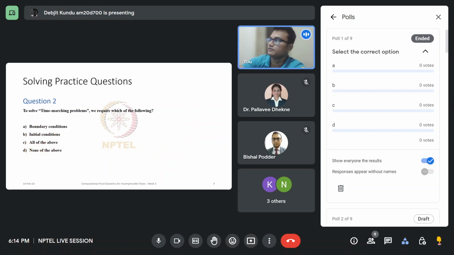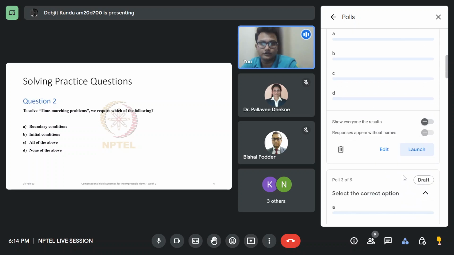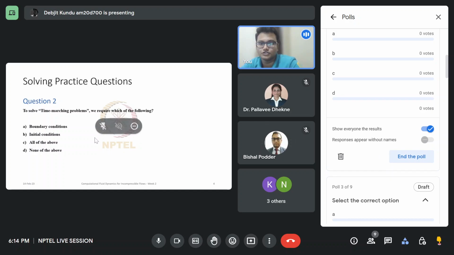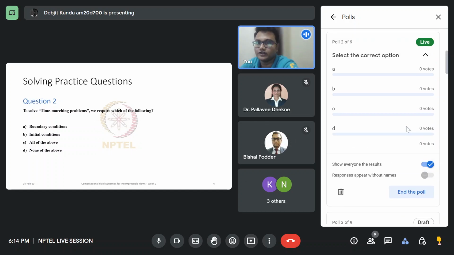Okay. So we'll move on to question number 2 of today's session, which says that in order to solve time marching problems, we require which of the following? Is it option A, boundary conditions? Option B, initial conditions? Option C, all of the above? Or option D, none of the above? The poll is live. Among the four options A, B, C, and D, you can pick any one and put in your response in the poll. But first, read the question carefully and try to figure out the correct option.